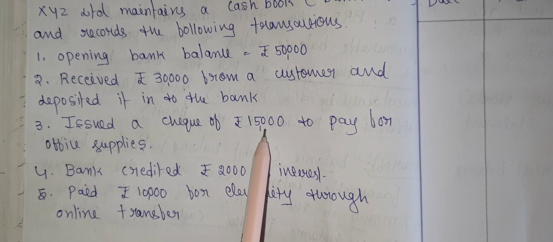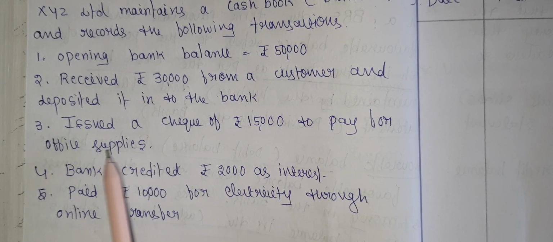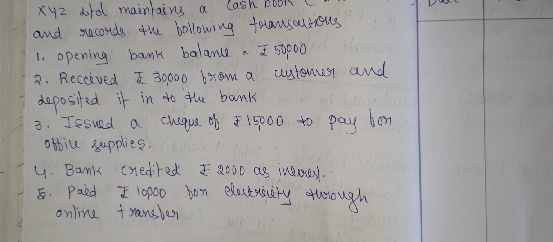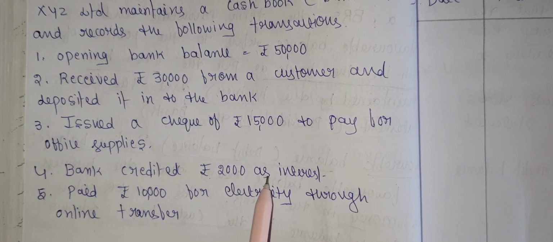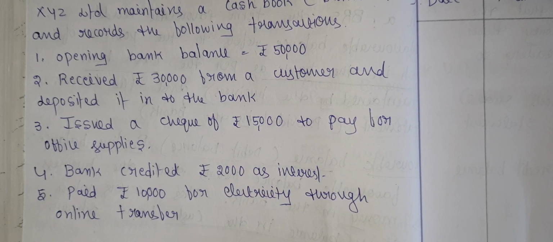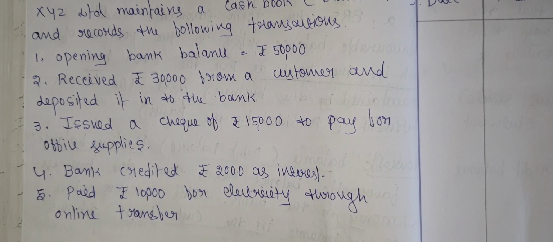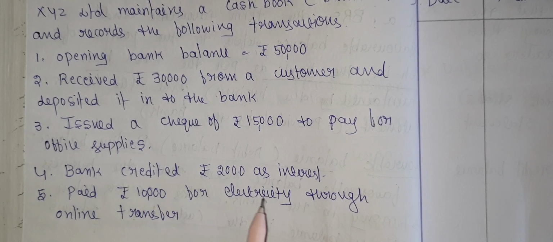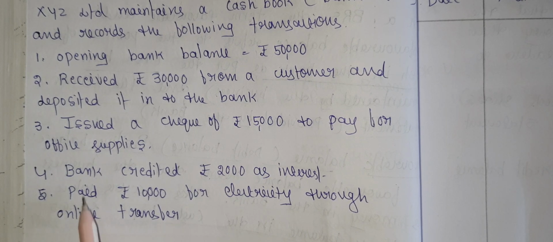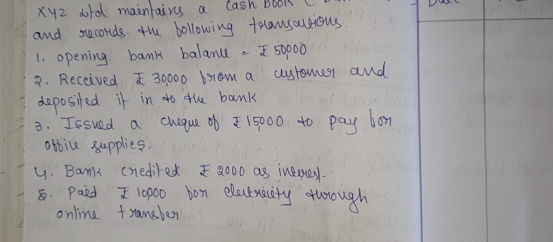And issued a check of rupees 15,000 to pay for office supplies. Here, issued a check means it will come in the credit side, means in the payment side. And bank credited rupees 2,000 as interest. Here, bank directly credited rupees 2,000 as interest, means it will come in the receipt side, means in the debit side. And paid rupees 10,000 for electricity through online transfer. It means what? Here, paid means it comes in the credit side under payments, that is rupees 10,000.